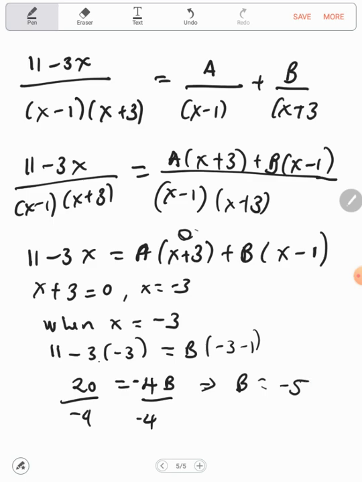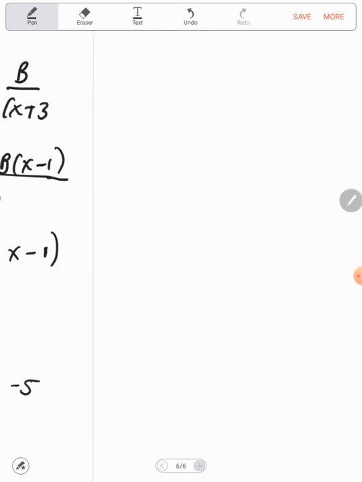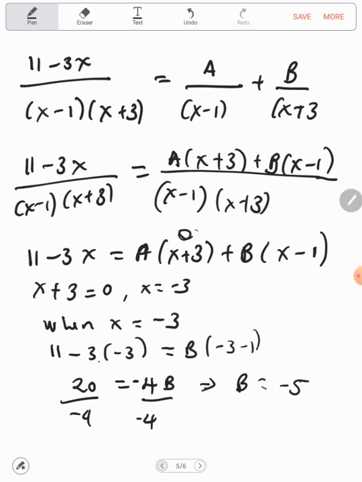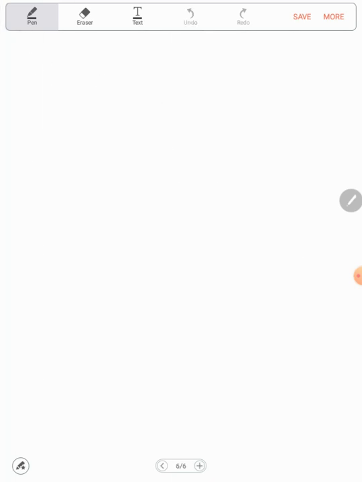So this is not it. We need to find the value of A as well. So remember, we had in brackets x plus 3 and x minus 1. So we're going to use this one now and equate it to 0. So we have x minus 1 equal to 0. This implies that x is equal to 1. So you say when x is equal to 1, what do we have?